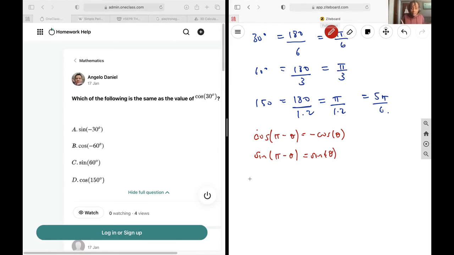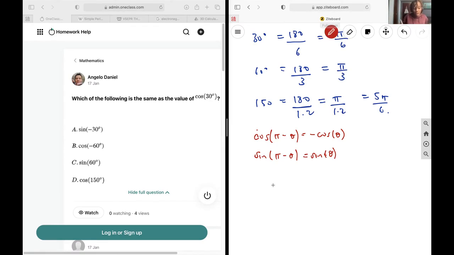And so if we have sine of negative pi over 6, this can be rewritten as sine of... additionally, we have that sine of negative theta is equal to the... Yeah, we're going to be using this rule.